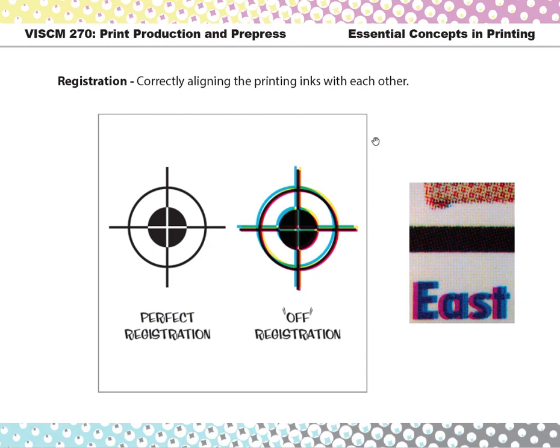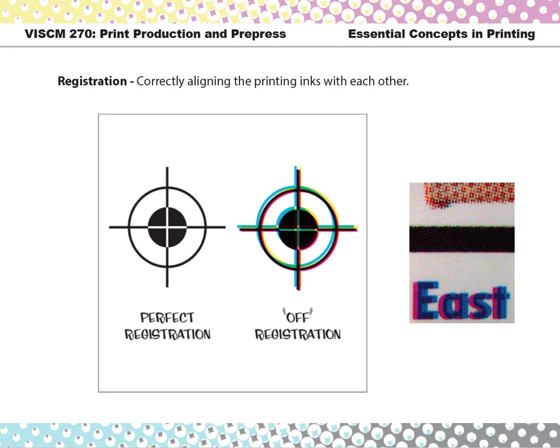Speaking of registration, when a printer is printing the inks, it lays down the inks one at a time. And around the edge of the press sheet, there will be these little targets. These are called registration marks. And it's what the press operator looks at with a magnifying glass. And when they get their magnifying glass down, they can see something like that's on the right there where it says off registration, where the colors are not lined up correctly.